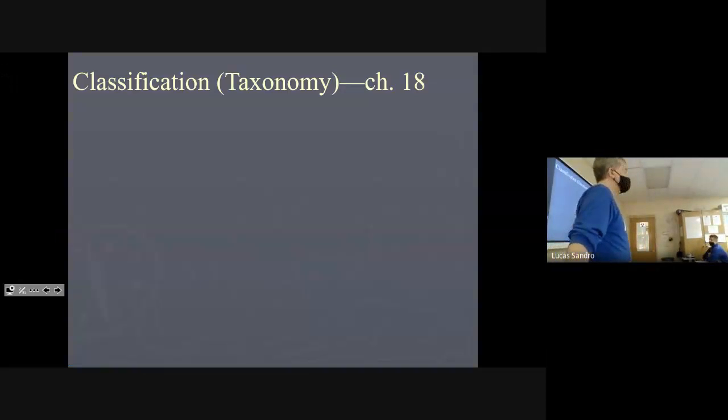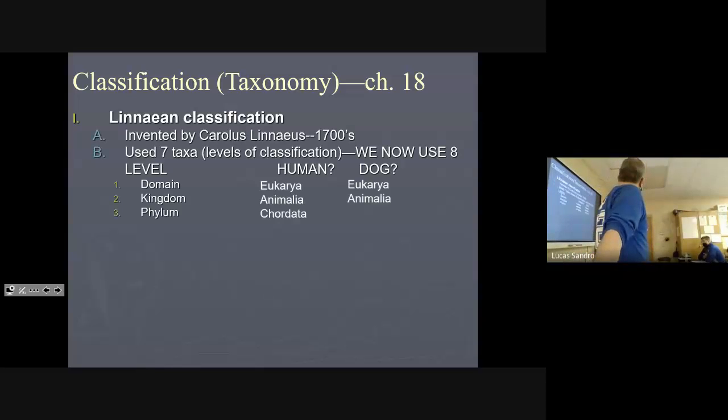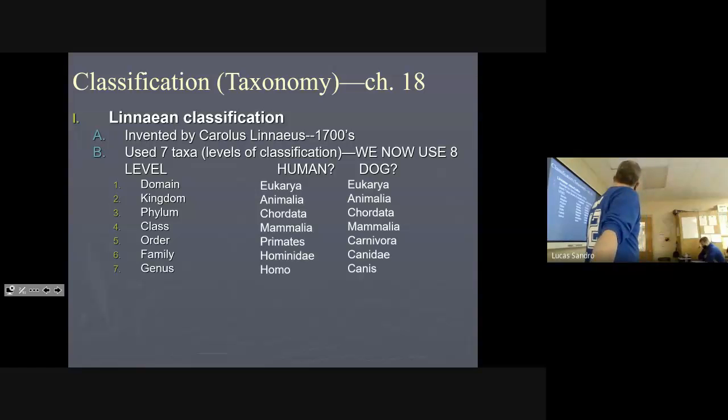Quick review. That Linnaean classification plus one taxon, the top one, domain, is what we still use. Modern classification: domain, kingdom, phylum, class, order, family, genus, species.